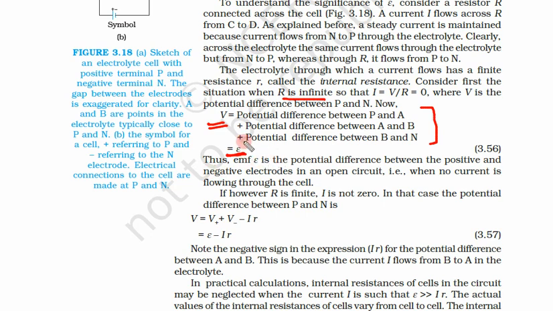So this is called EMF. When there is no external resistance connected to the cell, then the potential difference is equal to the EMF. So let us see what is there. Thus EMF epsilon is the potential difference between positive and negative electrodes in an open circuit.